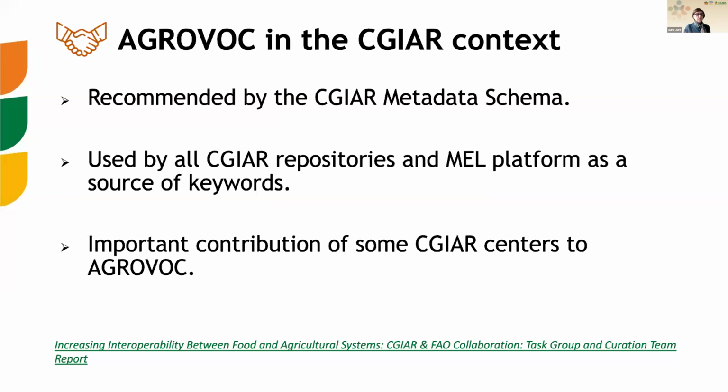AGROVOC is widely used within CGIAR, as it is recommended by the CGIAR metadata schema, which recommends using keywords selected from the AGROVOC Thesaurus. AGROVOC is used by all CGIAR repositories and MEL platforms as a source of keywords, as per the survey conducted in July 2021 by the Information and Data Management Community of Practice. And there are important contributions from some CGIAR centers to AGROVOC. C4, ICARDA, IFPRI, and others have been active contributors to the Thesaurus by submitting new concepts. Also, ICARDA provides the translation from English to Arabic of AGROVOC concepts.